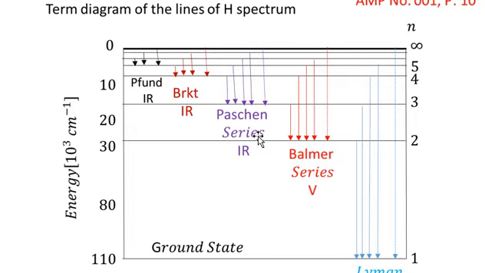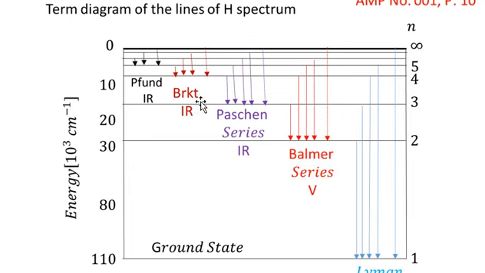Then we have the Paschen series, and the base level for the Paschen series is level number 3. That is, the Paschen series corresponds to the emission of the hydrogen spectrum from all the higher states to level number 3 of the hydrogen atom. The first line from the left is from state number 4 to state number 3. Then the next one is from state number 5 to state number 3, and so on. The last one is from n equal to infinity to state number 3.